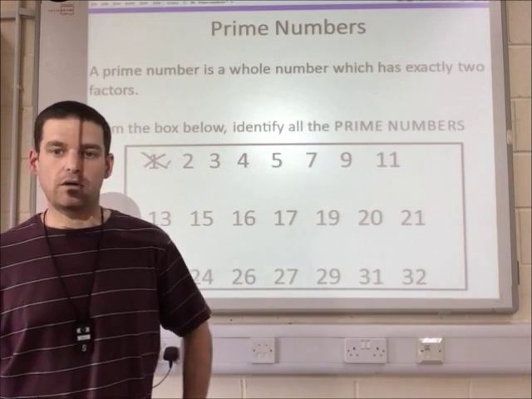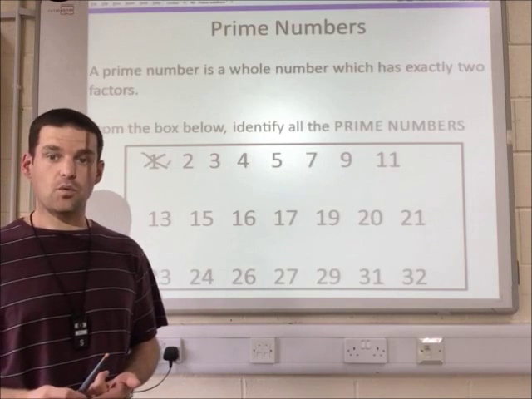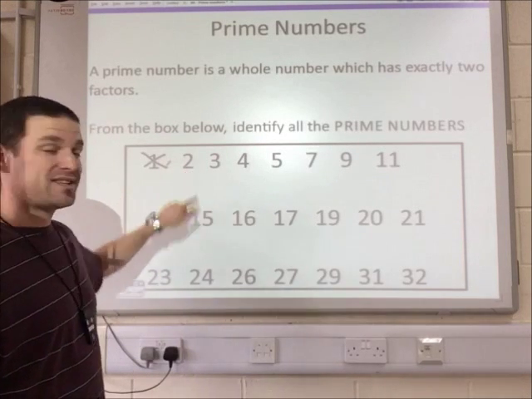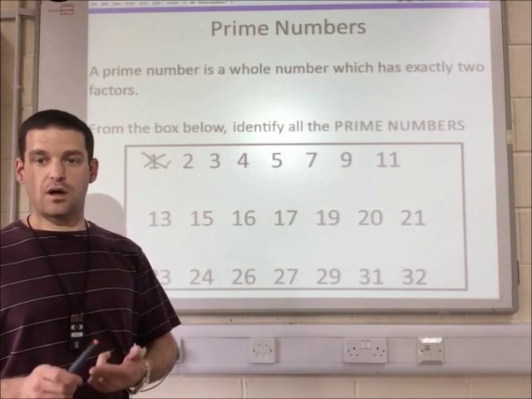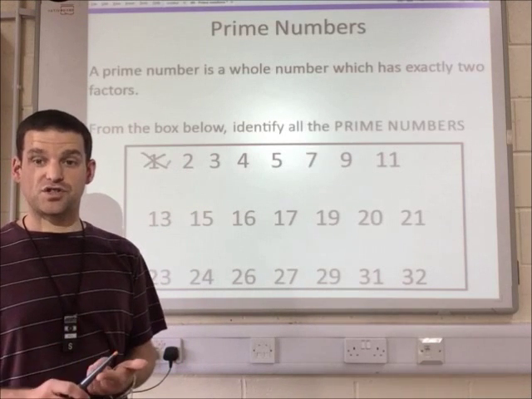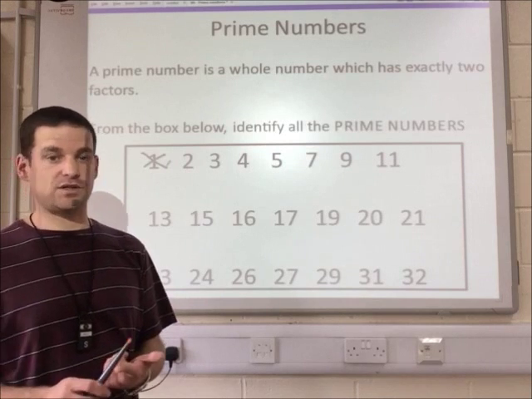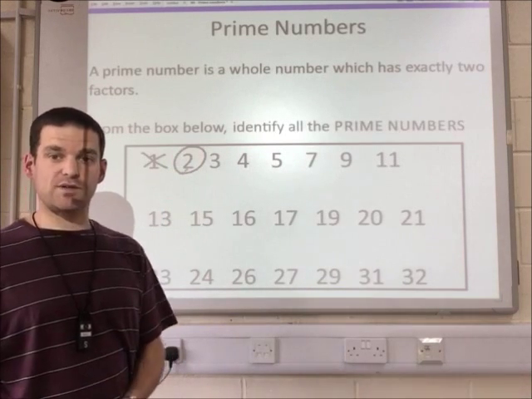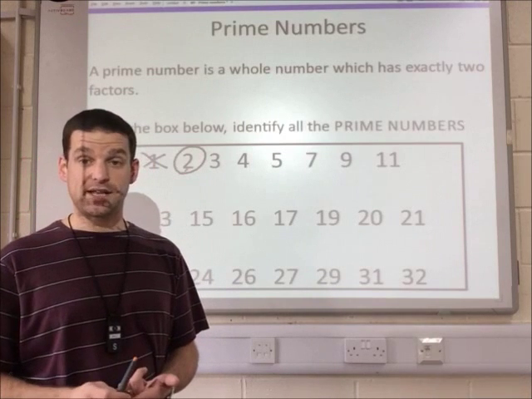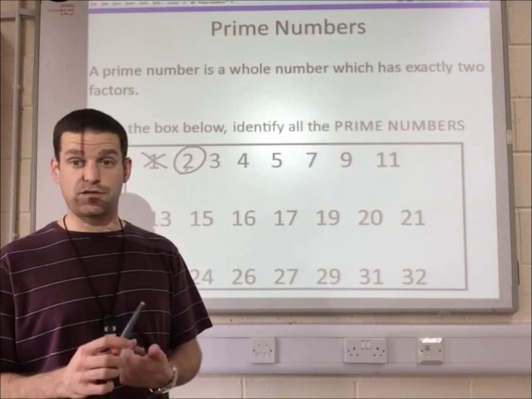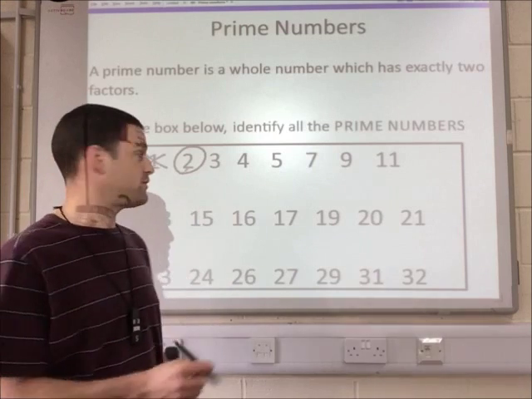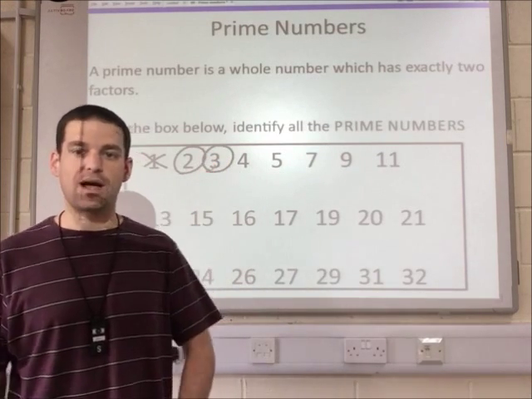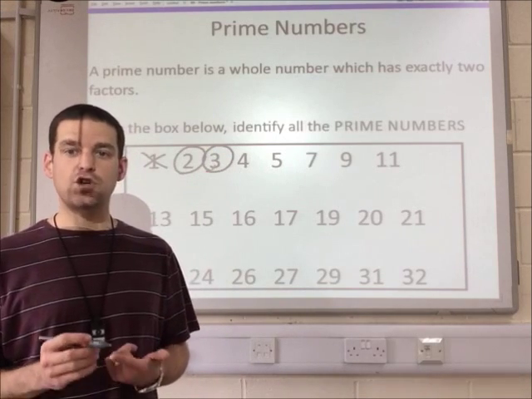Okay, so first of all, we've just said by definition that number 1 is not prime, so I'm going to take that one out. Now let's think about 2. 2 only has two factors. 1 and 2 are the only factors that divide into 2. So I can say that 2 is a prime number. Exactly the same thing with 3. It's just 3 times 1. There aren't any other factors of 3. So 3 is prime.